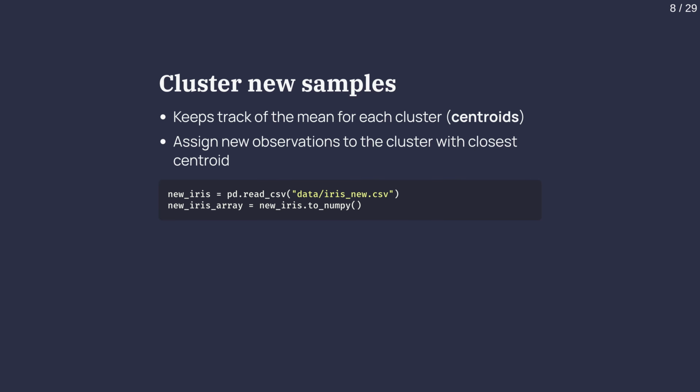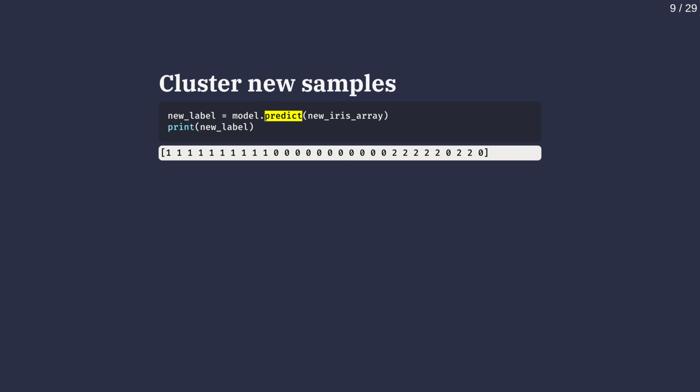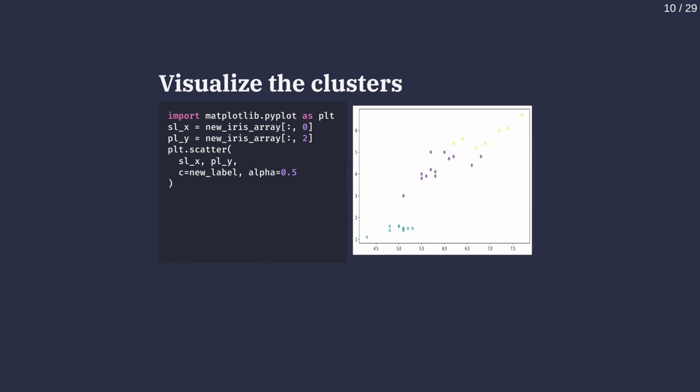To do this, we'll import this data first and then convert it into a NumPy array. To assign them to existing clusters, we can simply pass this array to the predict method of the fitted KMeans model. This returns the cluster label for each new sample. Now let's visualize the clustering for these new iris samples using a scatter plot.